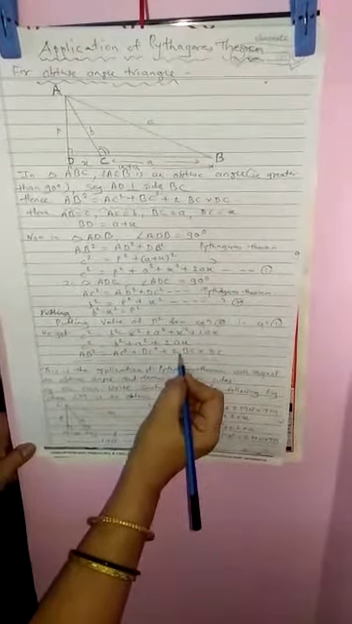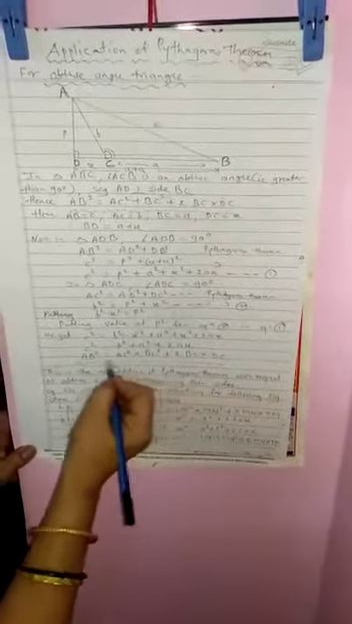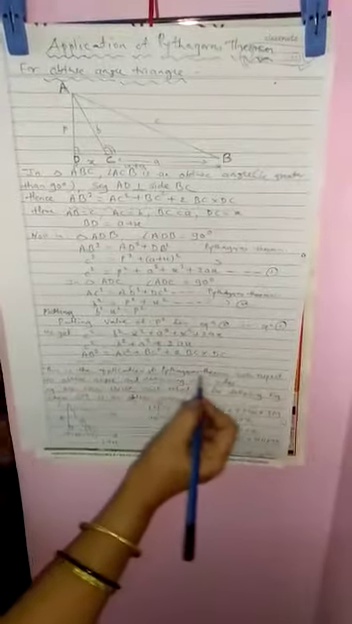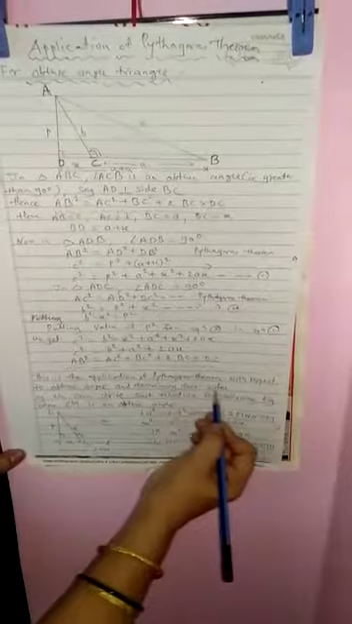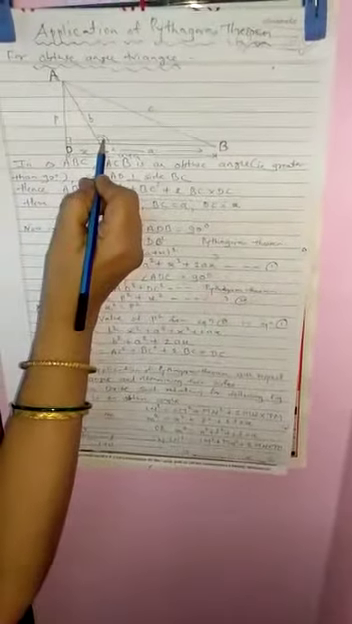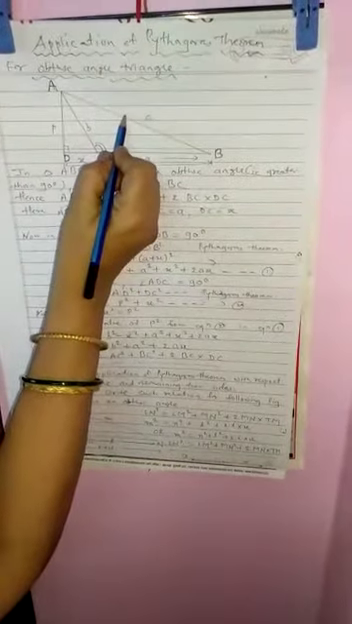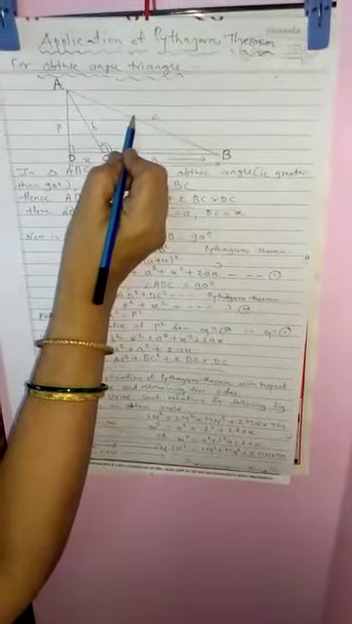Now putting these values from the figure, AB square is equal to AC square plus BC square plus 2BC into DC. This relation. This is the application of the Pythagoras theorem with respect to obtuse angle and the remaining two sides. This angle is obtuse angle. So in front of this side is the relation of this with the remaining two sides.